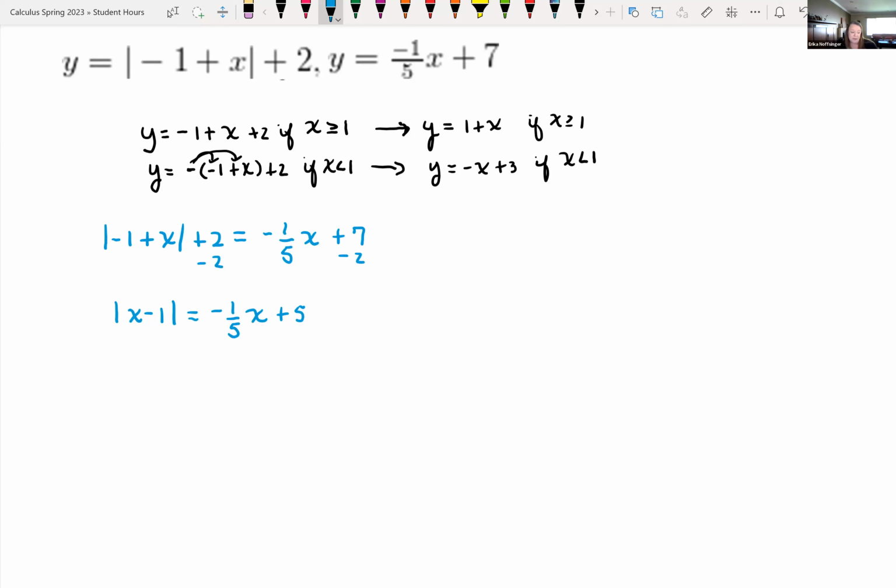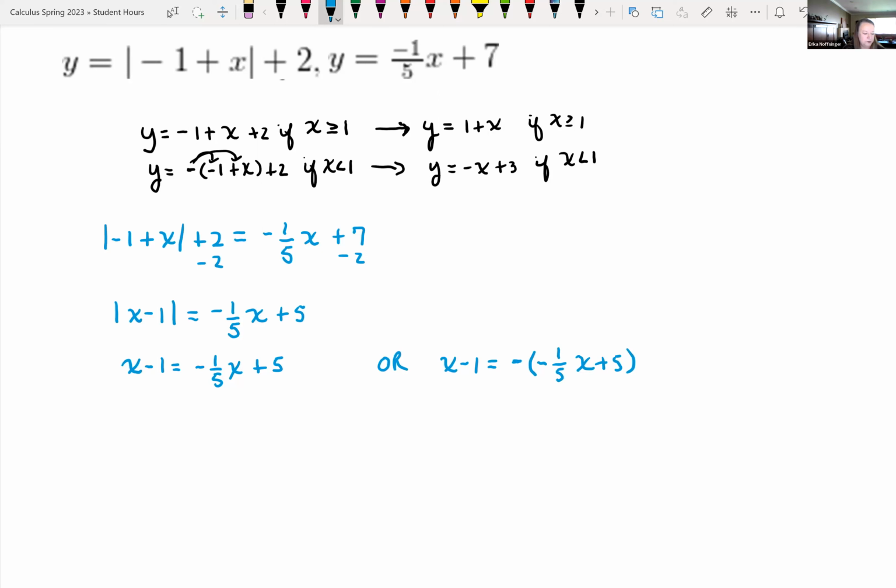So to drop this absolute value, I would have two separate equations. I would have what's inside the absolute value equal to the positive of whatever the other side was, so x minus 1 is equal to negative 1/5 x plus 5, or what's inside the absolute value, x minus 1, is equal to the negative of everything on the other side. So negative of the quantity negative 1/5 x plus 5.